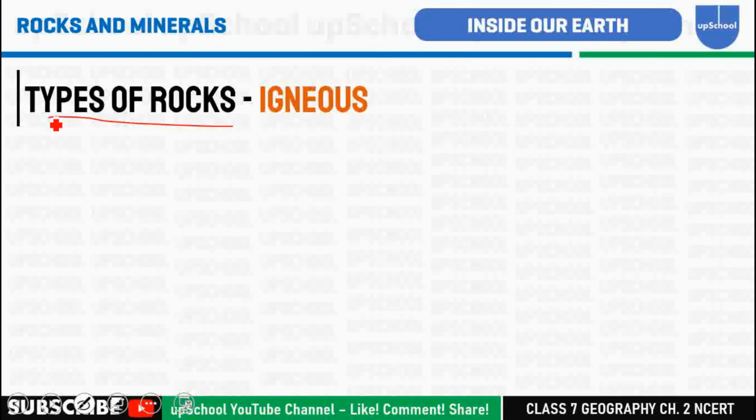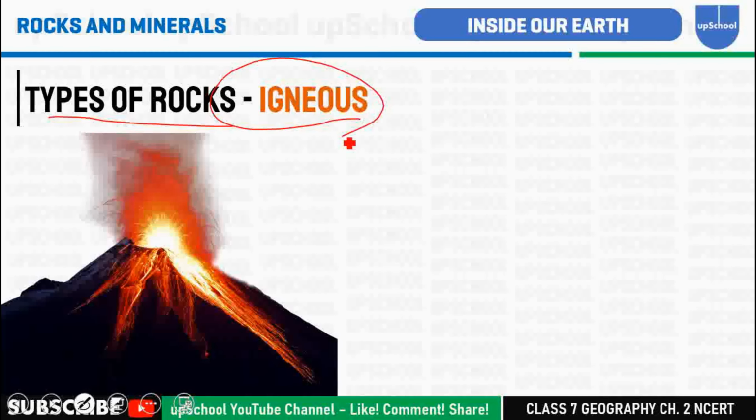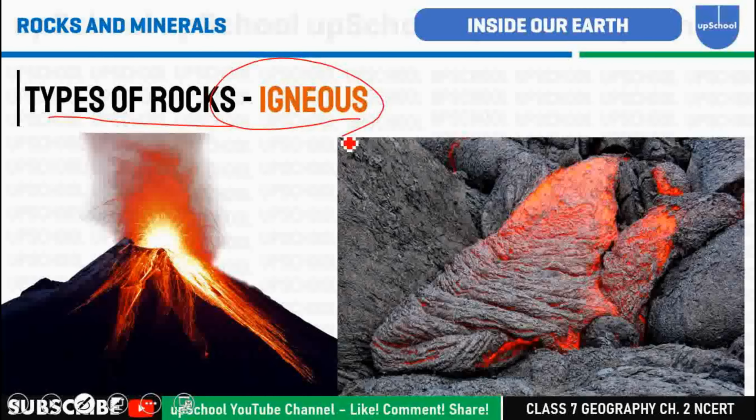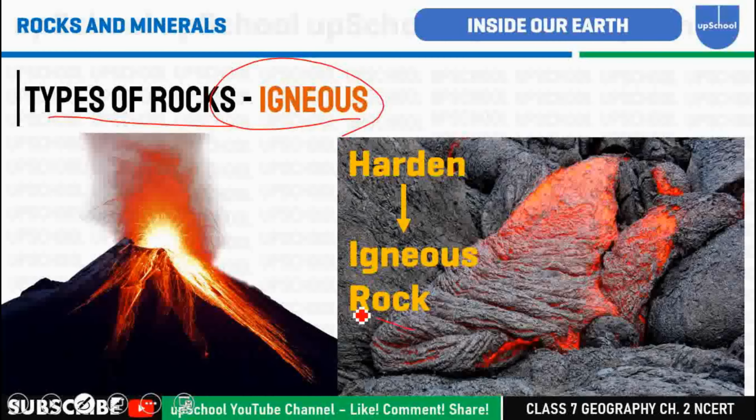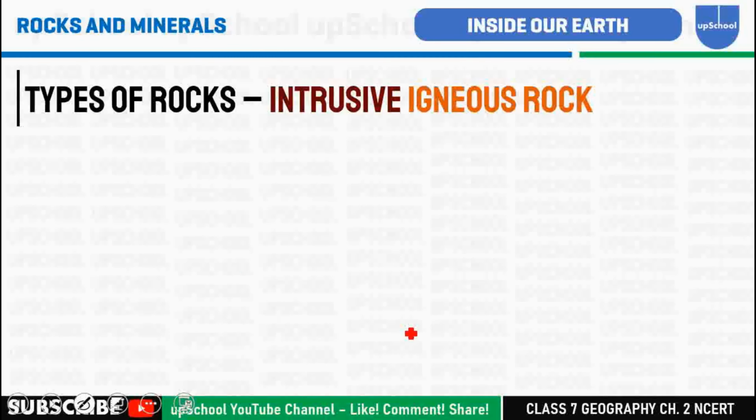Types of rocks. Now let's learn about one of the types of rocks, igneous rocks. Whenever a volcano erupts, molten magma erupts out of the volcano, and sometimes this molten magma can harden or cool down and solidify into a rock known as igneous rock. Igneous rocks can be classified into two types.